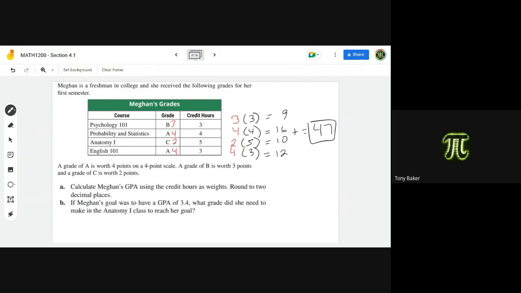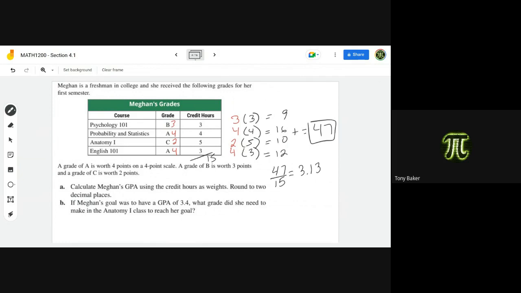Now we need the bottom number. How many credits did she earn? So 3, 6, 11, 15 credits. So to find her GPA, we take 47 divided by 15. And I think it's 3.2, but I'm going to do it just to make sure. Approximately 3.2, 3.1. So her GPA is a 3.13.